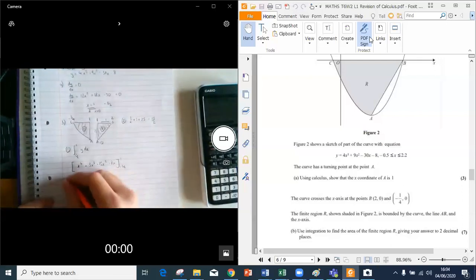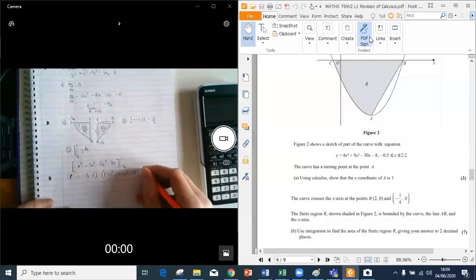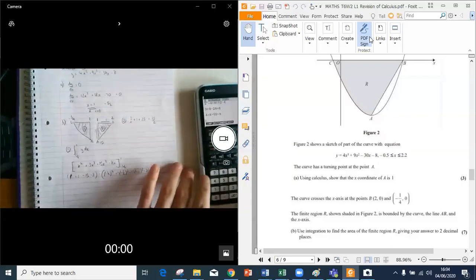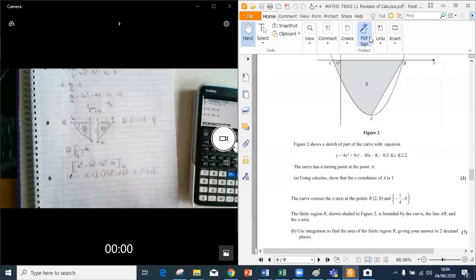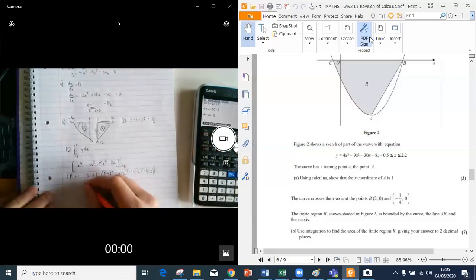Sub in the top number first. So 1 to the 4 plus, well, actually it's just 1 plus 3, take away 15, take away 8. Then sub in the minus quarter: minus a quarter to the 4 plus 3 times minus a quarter cubed, take away 15 times minus a quarter squared, take away 8 times minus a quarter. And then just sub in those numbers individually. So it's 1 plus 3, take away 15, take away 8. So this here gives me minus 19.